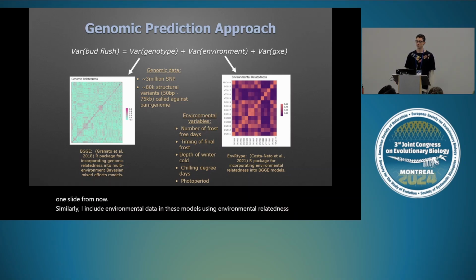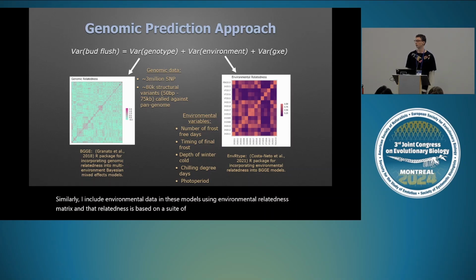And that relatedness is based on a suite of environmental variables I've listed on the slide. Almost all of them are related to the depth or duration of winter cold, save for photoperiod, which I include in there, as we think photoperiod has a slight effect on spring phenology in poplar.